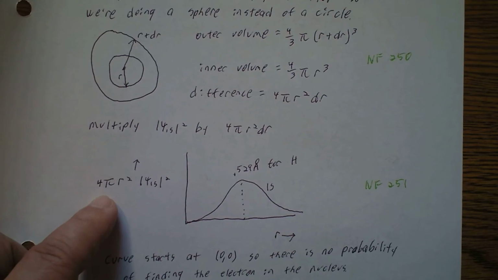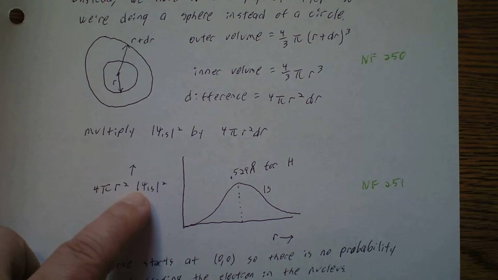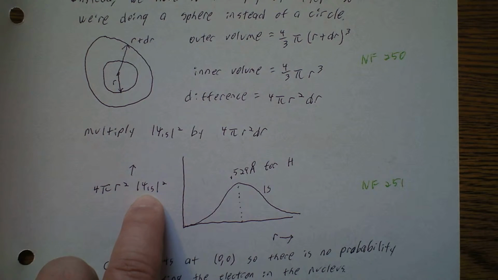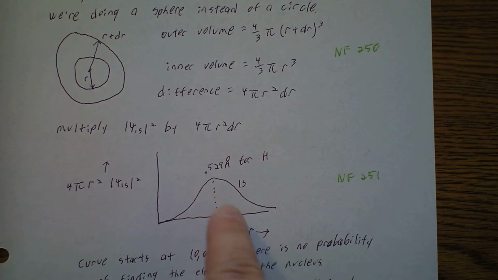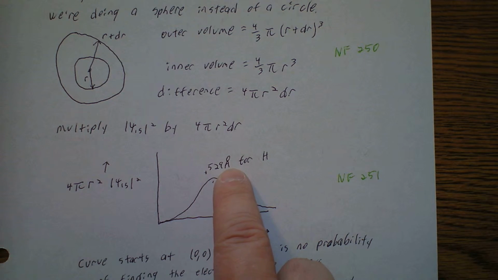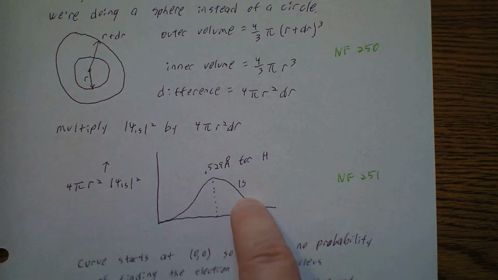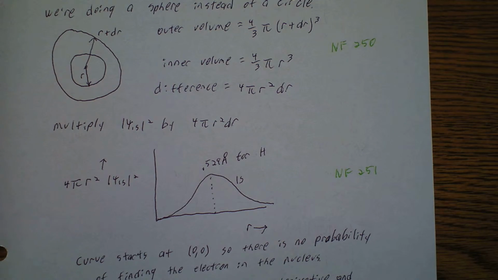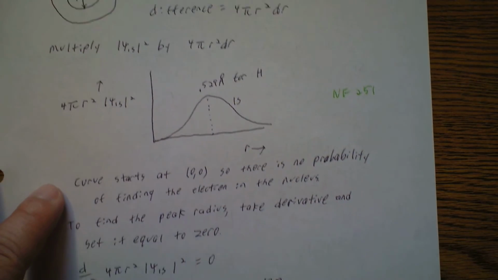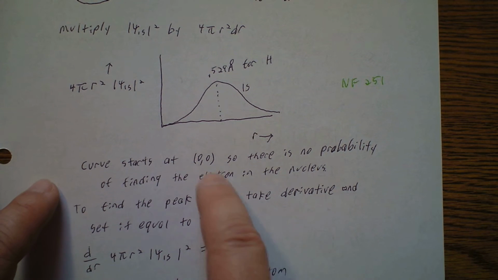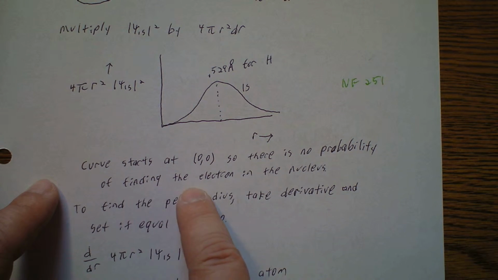So we get 4 pi r squared times the psi 1s squared against r. This is what it looks like now. This gives us the most probable radius is 0.529 angstroms for hydrogen, obviously, and for only a 1s orbital. See note figure 251. So the curve starts at 0, 0, so there's no probability of finding the electron in the nucleus.